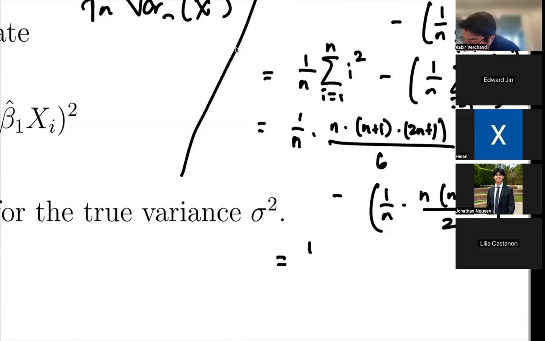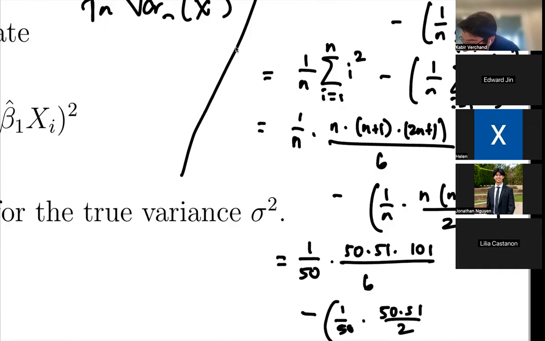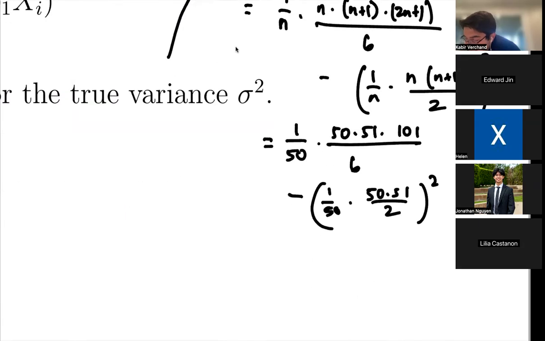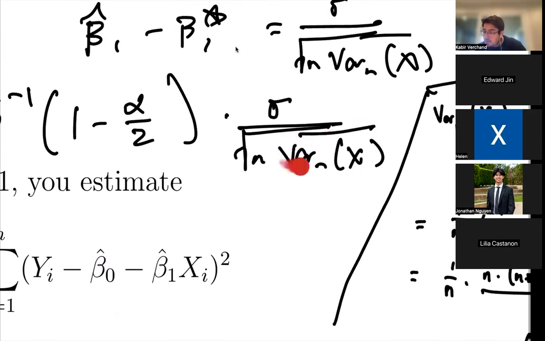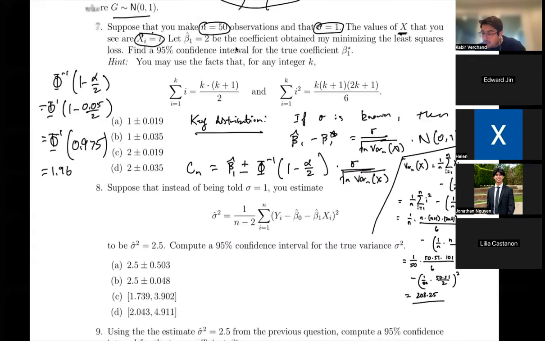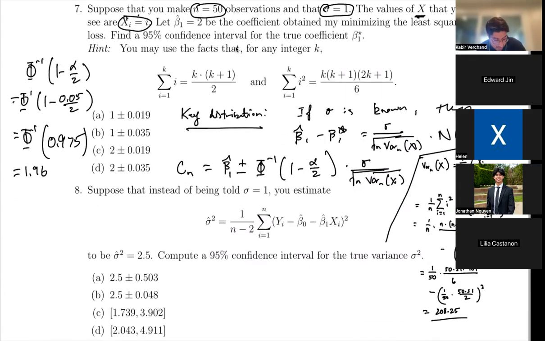Now we know what n is. This is 1 over 50 times 50 times 51 times 101 over 6, minus 1 over 50 times 50 times 51 over 2, whole thing squared. And now this is something we can plug into our calculators. This is equal to 208.25. So we can plug in that value here. And if we plug in all of these values together, what we end up getting is this quantity here, C.